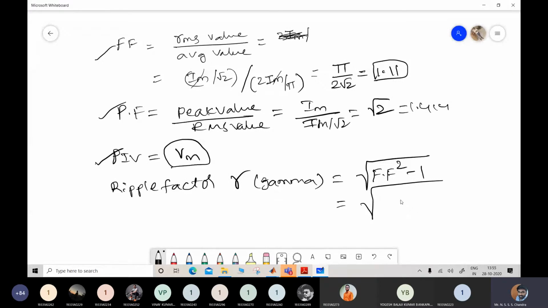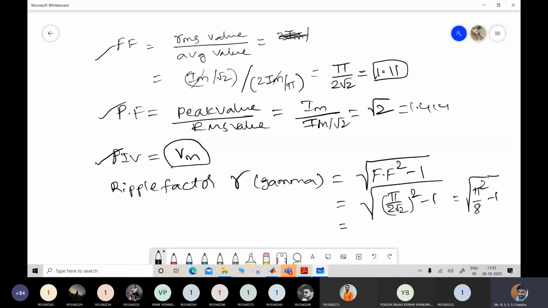So form factor square means pi by 2 root 2 whole square. So pi by 2 root 2 whole square minus 1, that is equal to pi square by 8 minus 1. Tell me the value of under root pi square by 8 minus 1. Take your calculator and check the value. I'm also taking my calculator. So pi square by 8 minus 1, and then you take the under root. I'm getting 0.4834.